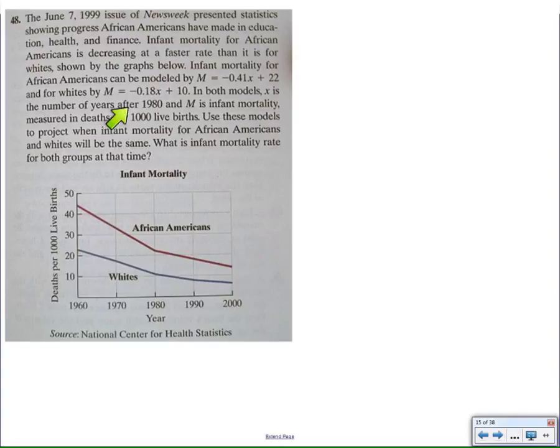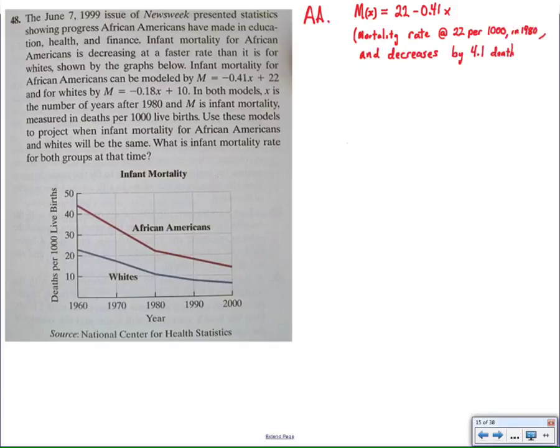But when we look at the actual question, they're giving us the mortality rates for 1980 to 2000. So they're just talking about this portion of the graph. So what I need to do is understand the 1980 to 2000 portion of these functions and produce a graph that's going to show me more of what I need to answer these questions. So I start with understanding the African American mortality equation, which translates directly to the mortality rate. It starts at 22 per thousand in 1980 and decreases by about 4.1 deaths every 10 years.